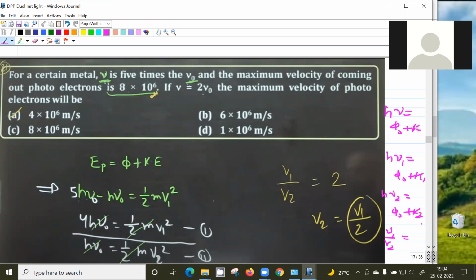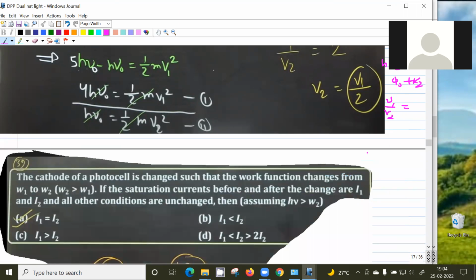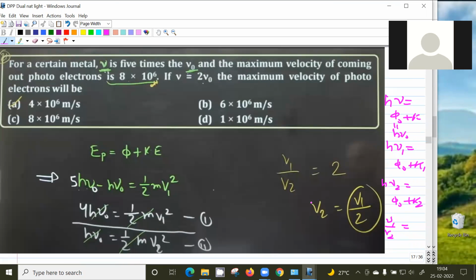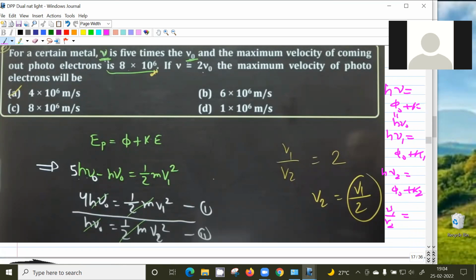And phi naught into that is 10%. Another relation is phi naught is nothing but h nu naught. Yes, sir. So got the answer? K2 will be K1 by 4. So K2 will be K1 by 2. So option A. Yes, sir.